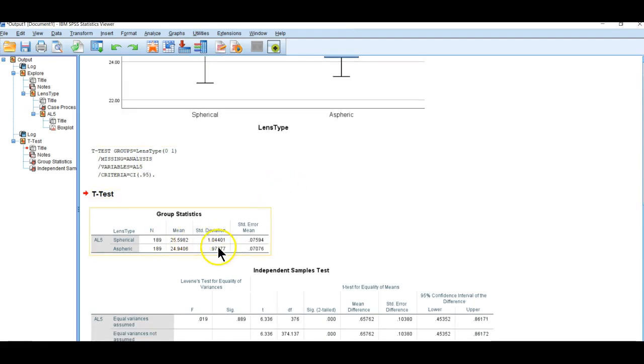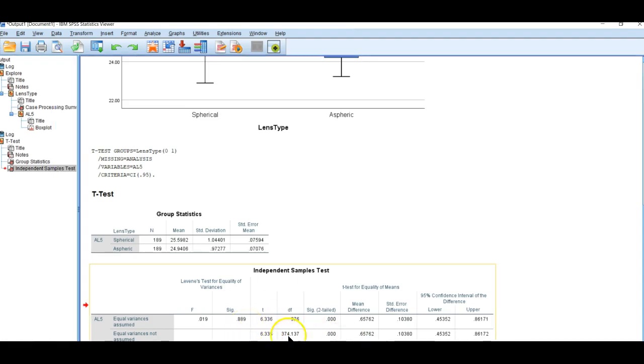Well, here are our group statistics. The means are 25.5 versus 24.9. This is growth at our axial length at 5 years for the two. So aspheric is shorter. If equal variances are assumed, which seems to be a pretty good assumption since the Levene's test for equality of variance is 0.889. If they weren't equal, we'd use this lower row of numbers here, but it looks pretty good.